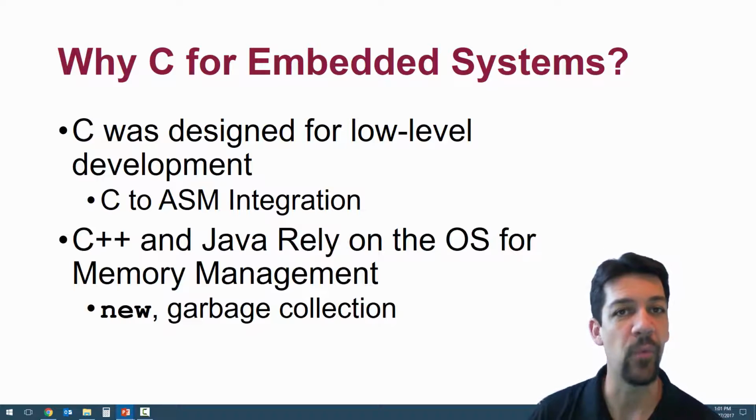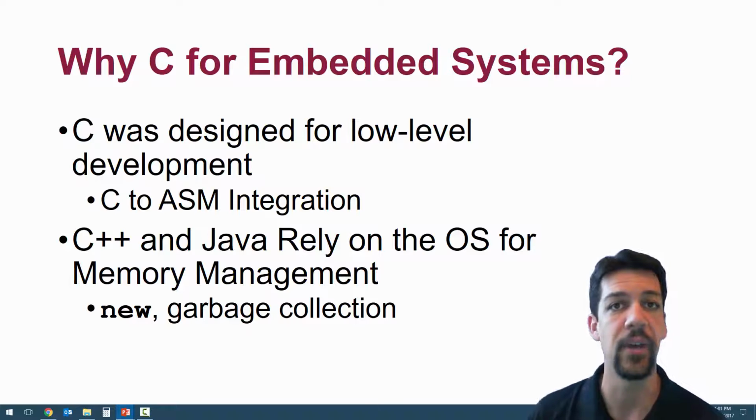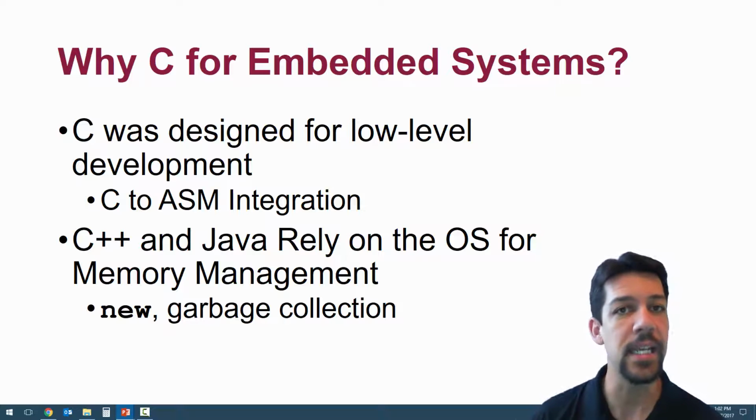Also, if we're looking at other popular programming languages like C++ and Java, they rely on the operating system for memory management, right? Anytime we use new or delete, Java does garbage collection, stuff like that. That's all extra stuff that's happening on the operating system. So we're relying on the operating system to do that for us. The C language doesn't often rely on the operating system, right? It's kind of platform independent.